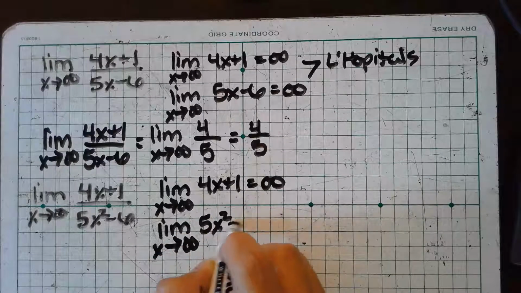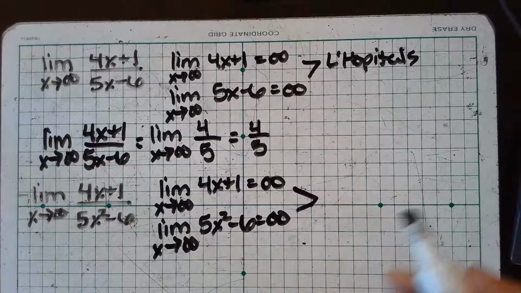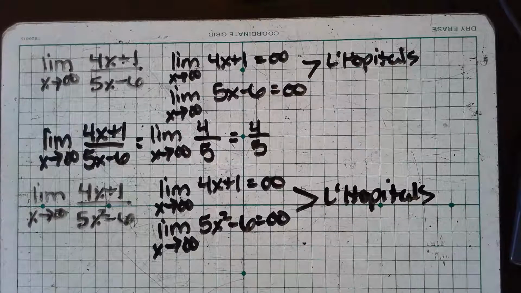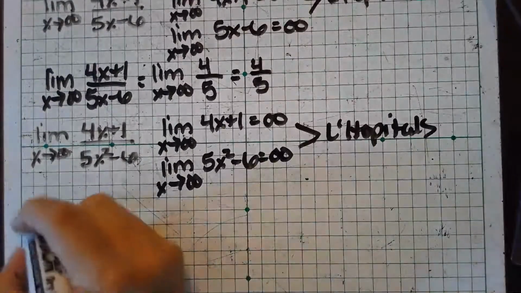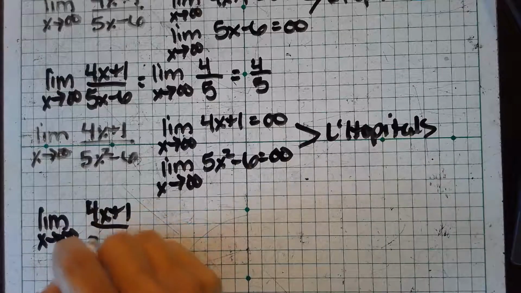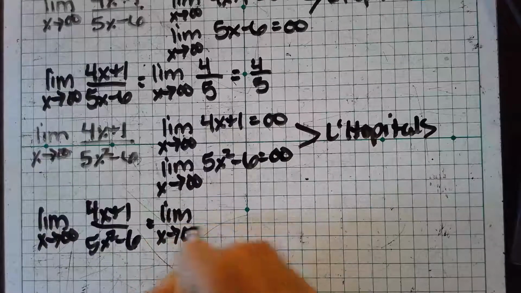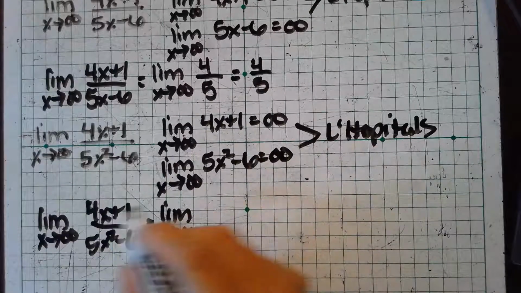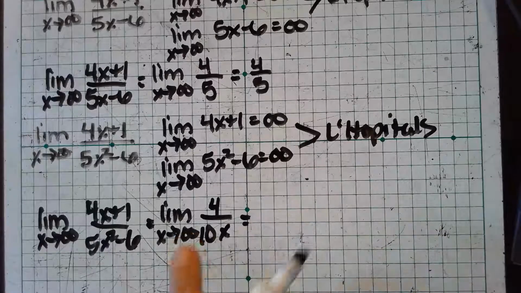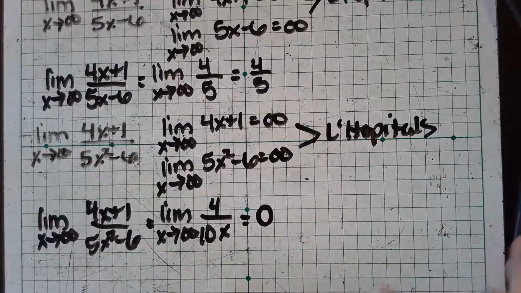The denominator also goes to infinity. So therefore, we can use L'Hopital's. Now, they always want you to equate, and that's why I'm rewriting this to L'Hopital's once I've taken the derivative, because they want you to show that these are equal. So the derivative of the top is 4, derivative of the bottom is 10x. And as I put in infinity, as this gets larger down low, this will go off to 0. And that's what we got before.